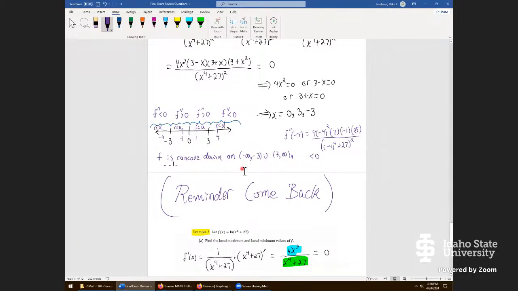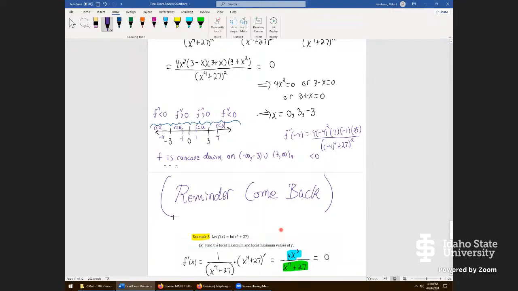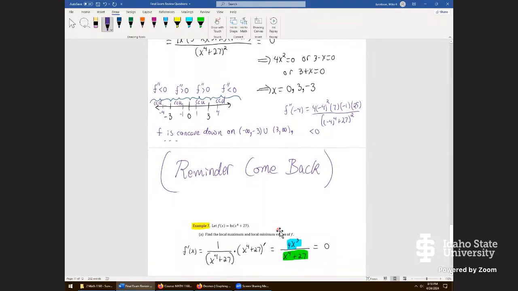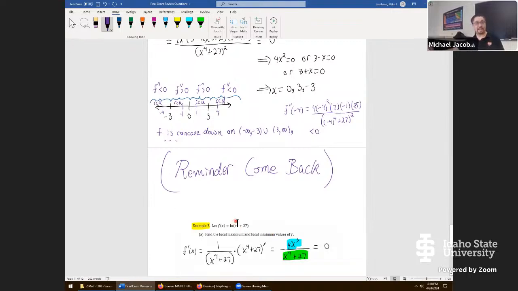Just a quick clarification on the inflection points. Is that for plugging in those values, you plug that into the original f of x equation, not the second derivative? Exactly. It's got to go into that original function right here.